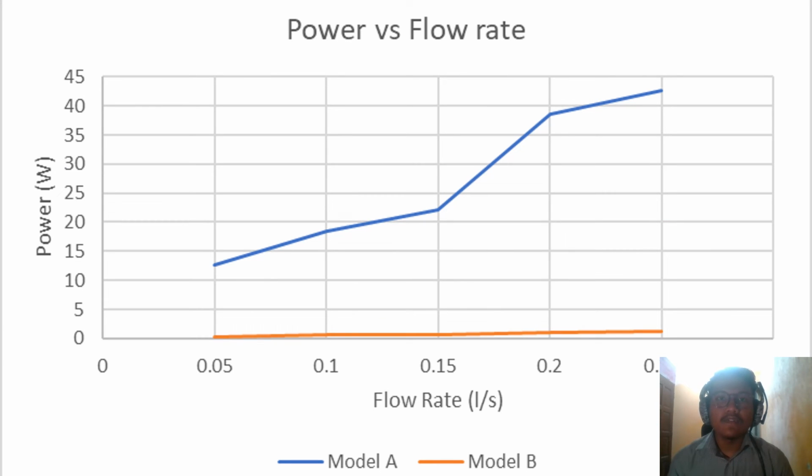This is the graph of the power versus flow rate for both models. As you can see, the performance of model A is higher than the performance of model B. This is because the rotational speed is directly proportional to the power. As you can see, there is a huge gap in performance between model A and model B.